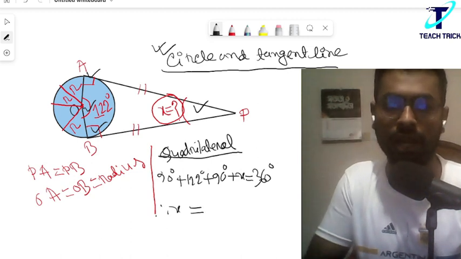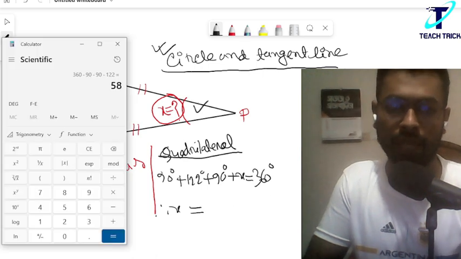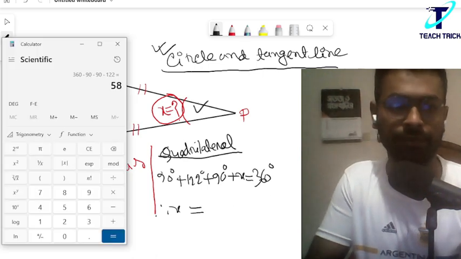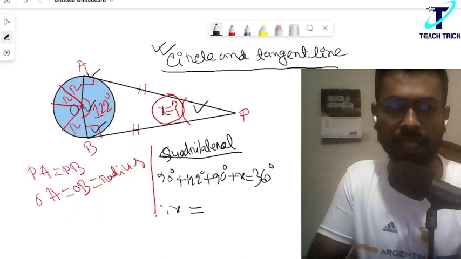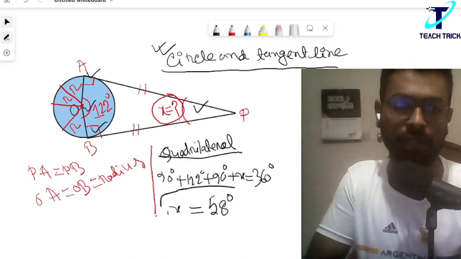So we now calculate this value with a calculator. Here it is 360 minus 90 minus 90 minus 122. We get 58 degrees. We get 58 degrees, and here is the answer to this problem.